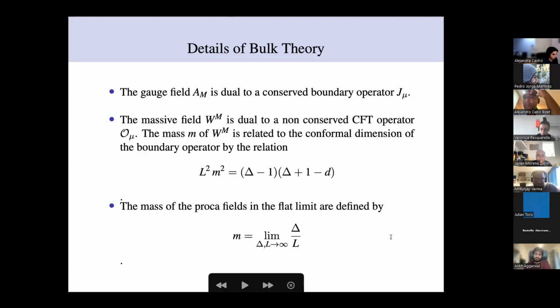From the standard AdS/CFT correspondence, we know that the gauge field A_M is dual to a conserved boundary operator J_mu, and the massive field W_M is dual to some non-conserved CFT operator O_mu. The mass M of the Proca field in the bulk is related to the conformal dimension of the boundary operator by this relation: L squared M squared is delta minus 1 times delta plus 1 minus D. From this, we see that if we want to take L going to infinity and keep M fixed, then we also need to send delta to infinity. So the mass of the Proca field in the flat limit is defined by this formula.